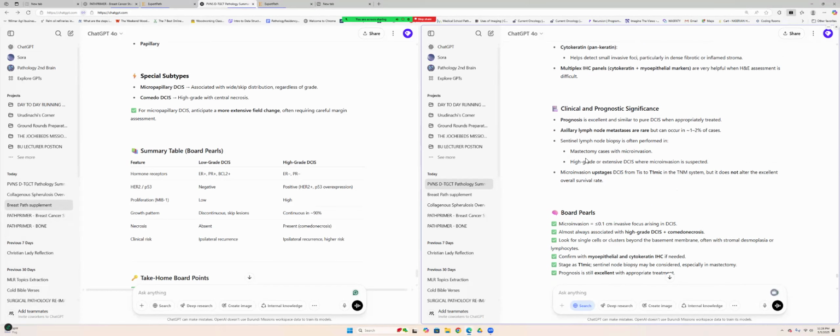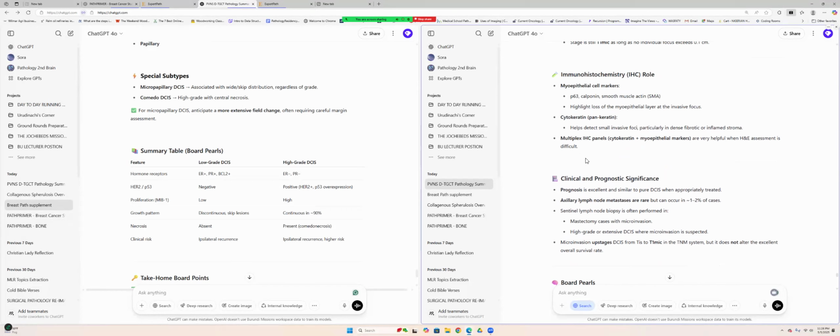Cytokeratin and myoepithelial markers are very helpful when H&E assessment is difficult. Which IHC do you do at microinvasion? Remember that in microinvasion, the way you know invasion is absence of P63. There will be no P63 marker at the area of invasion.